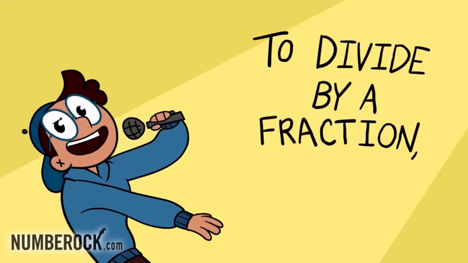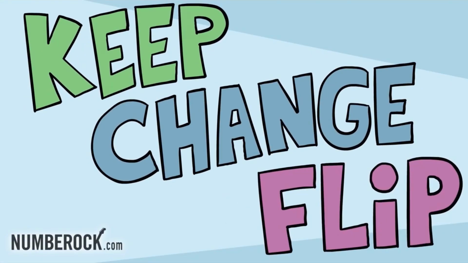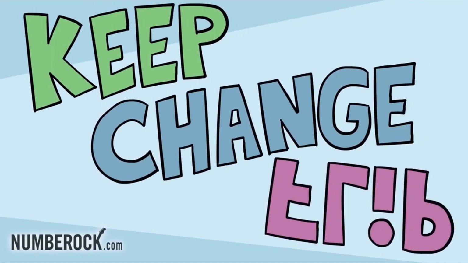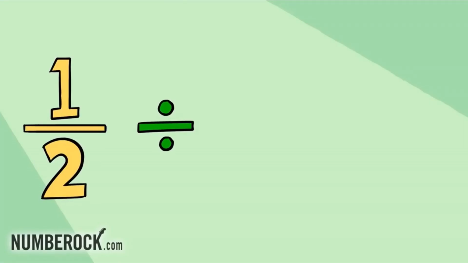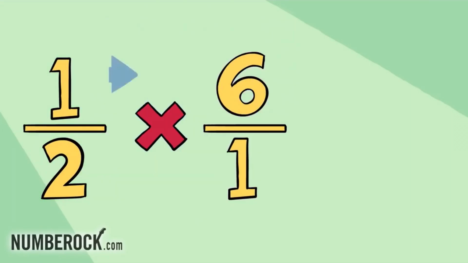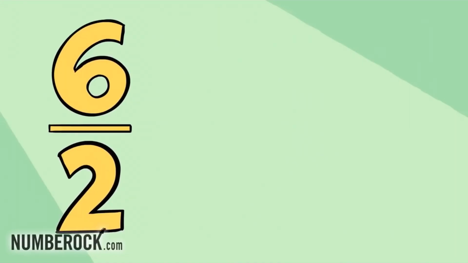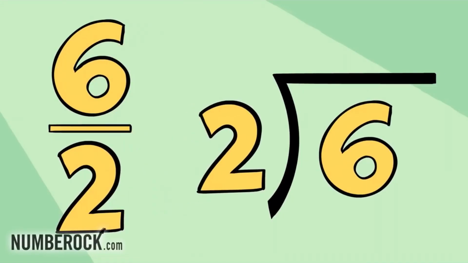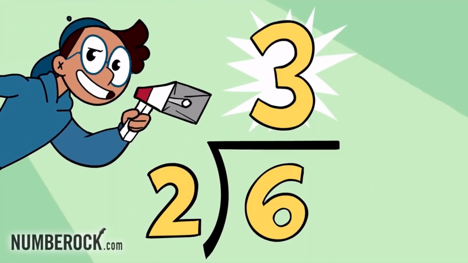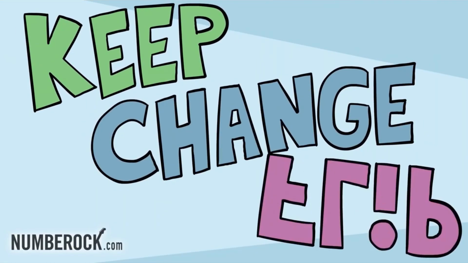To divide by a fraction, here's a tip. Keep, change, flip. To divide 1/2 by 1/6, keep, change, flip. 1 times 6 is 6 and 2 times 1 is 2. It's an improper fraction, so we're not through. Divide 6 by 2 and the quotient is 3. Keep, change, flip. It's all that you need to divide by a fraction.